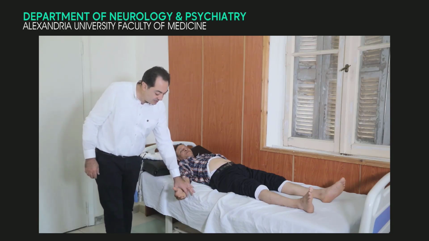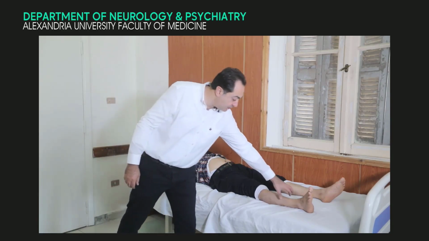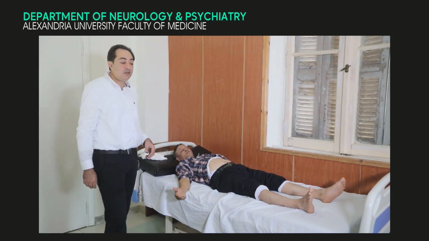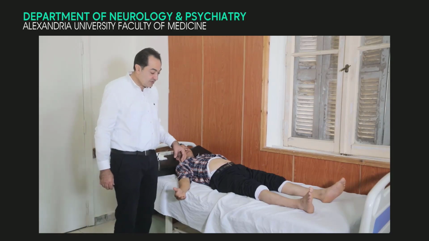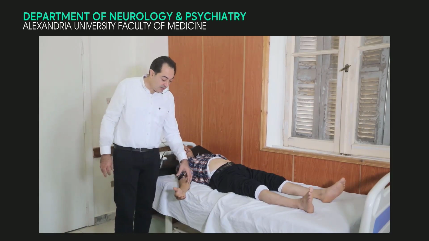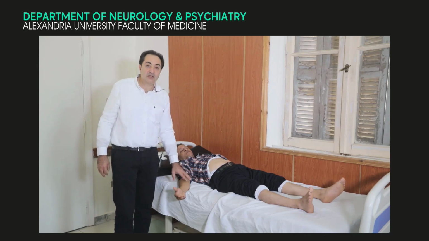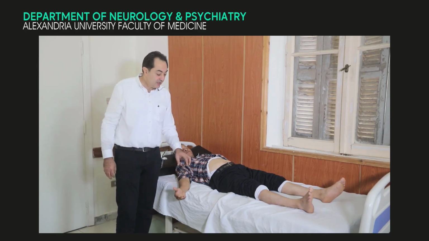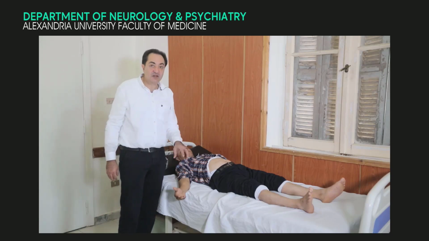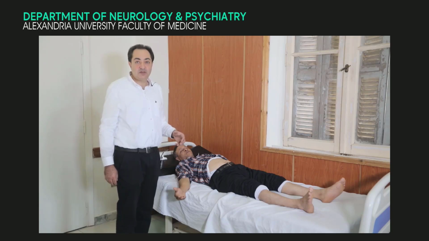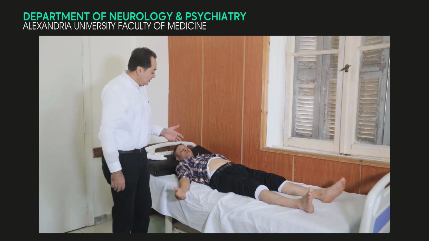If the affection is glove and stocking, this is a peripheral neuropathy. If the affection is on the area supplied by the radial nerve, this is a single nerve affection. If I have patches of different nerve affection, this is called polyneuritis multiplex. That's all.